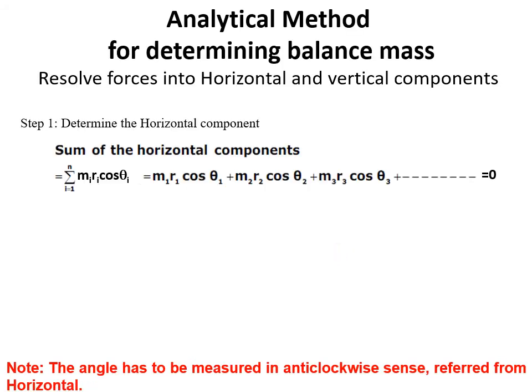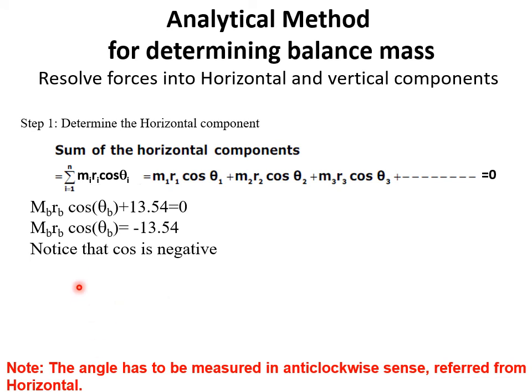To do that, we have already learned that we have to find sigma mi ri cos theta i. So we start calculating m1 r1 cos theta 1, m2 r2 cos theta 2. We should remember that we have m1, we have r1, we have already calculated mr, and theta is known to us. So all the terms in this element are known. Similarly, all the elements are known here, so we can solve them, and at the end we are left with mb rb cos theta b. So we get mb rb cos theta b plus 13.54 equal to 0, and therefore mb rb cos theta b is equal to minus 13.54. We will notice that this cos theta b term is negative.